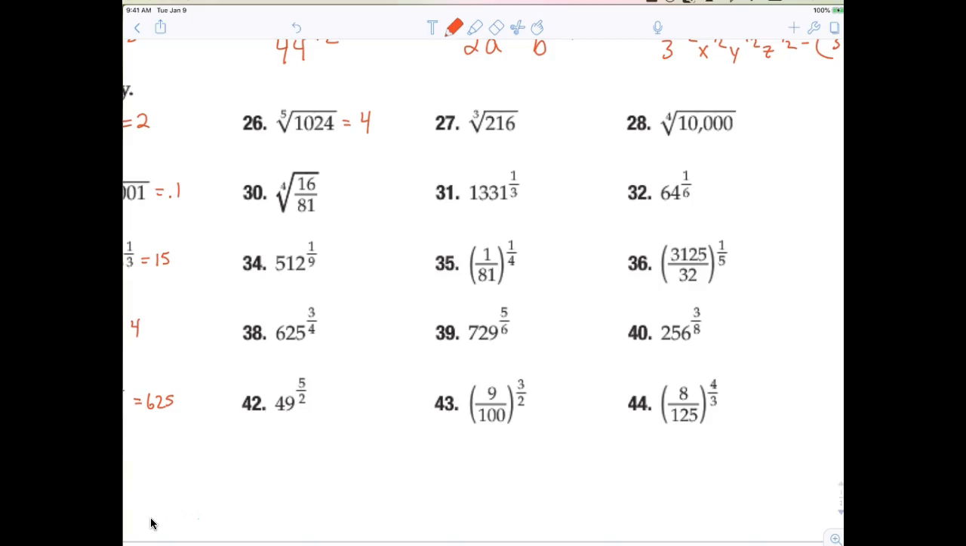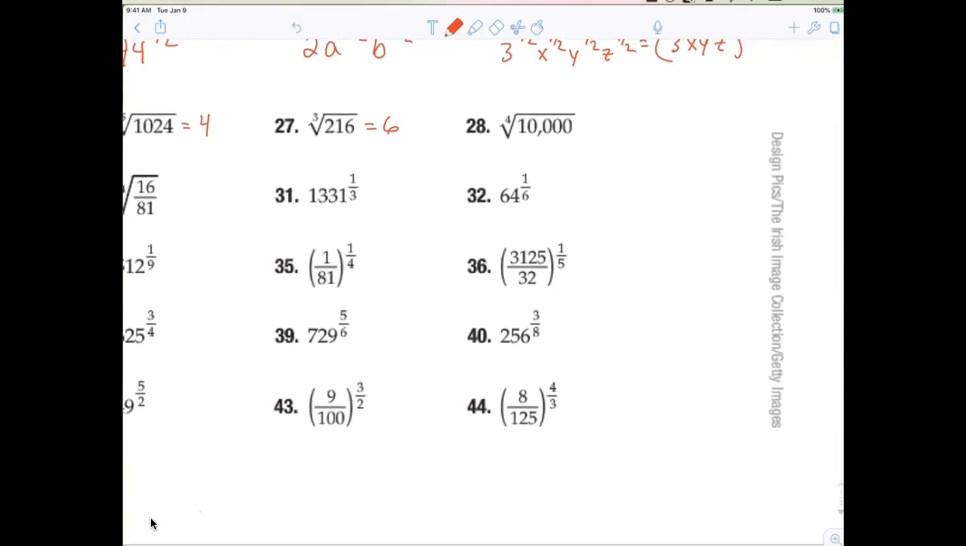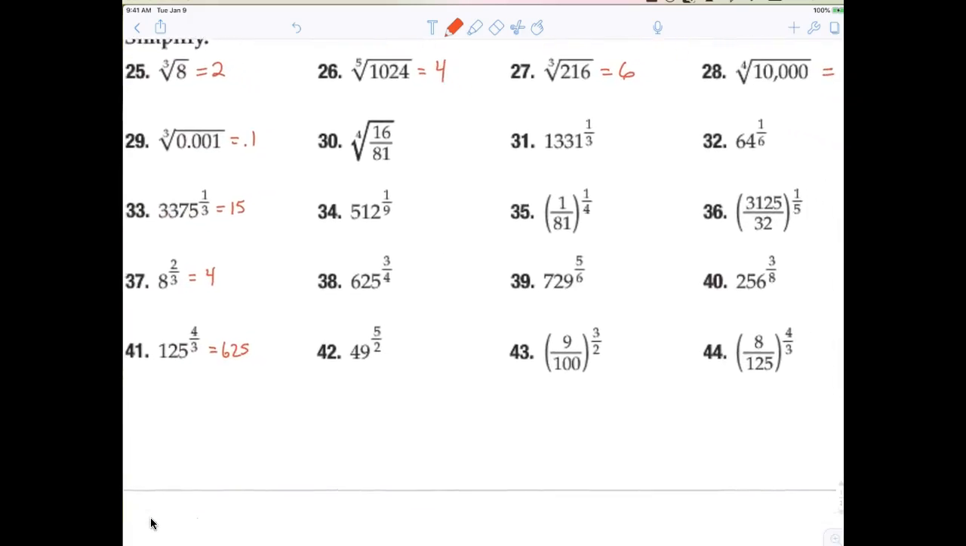Hopefully you understand what I'm saying. I want you at some point to be able to tell somebody the cube root of 216 is just what? 6. And if you don't think about it, you're not going to be able to tell somebody that. All right? So what's the 4th root of 10,000? That should be pretty easy. We should be able to see that's 10, right? All right. Now here we go.